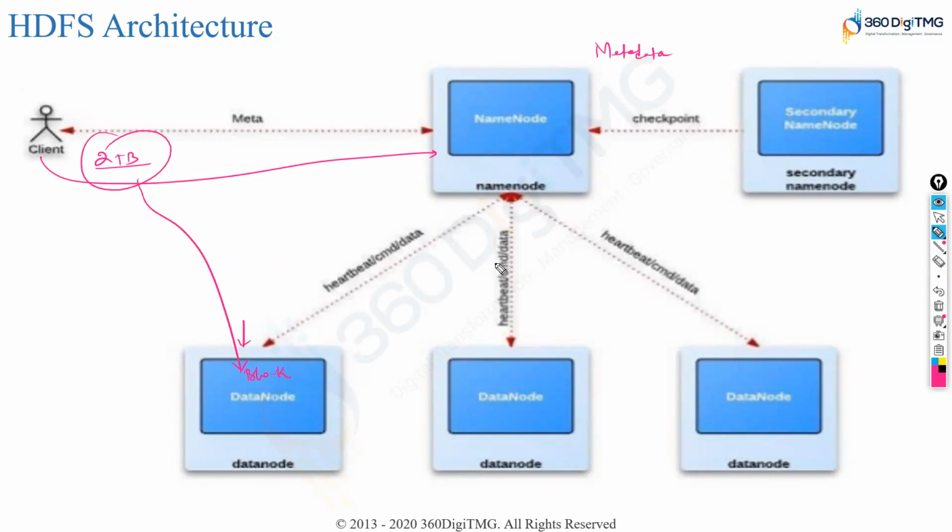Right? This way. So this data node is getting again another instruction. This data node is also getting another instruction. So these are going to get the blocks. This is how name node controls the entire operation in the Hadoop architecture or Hadoop environment.